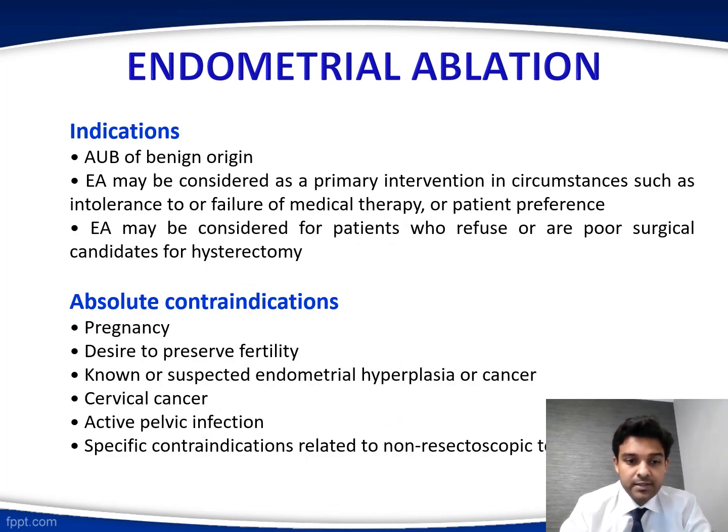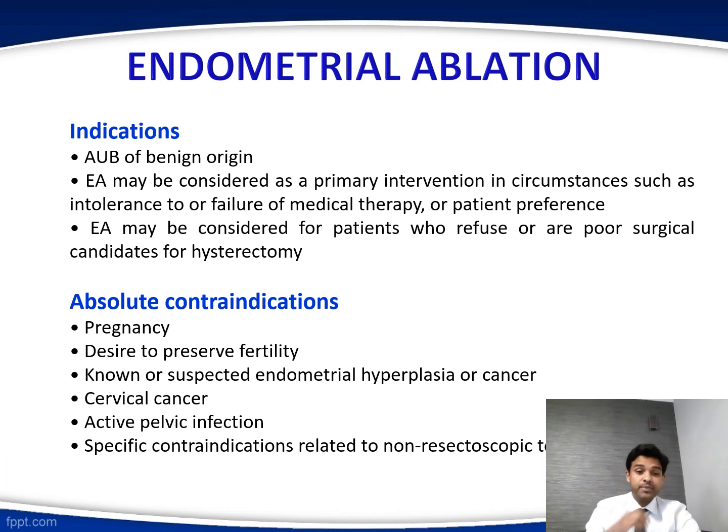So what are the indications and contraindications when it comes to endometrial ablation? First off, like I said before, abnormal uterine bleeding of benign origin may be considered as a primary intervention in circumstances such as intolerance to or failure of medical therapy, or patient preference. It may be considered for patients who refuse or are poor surgical candidates for hysterectomy.